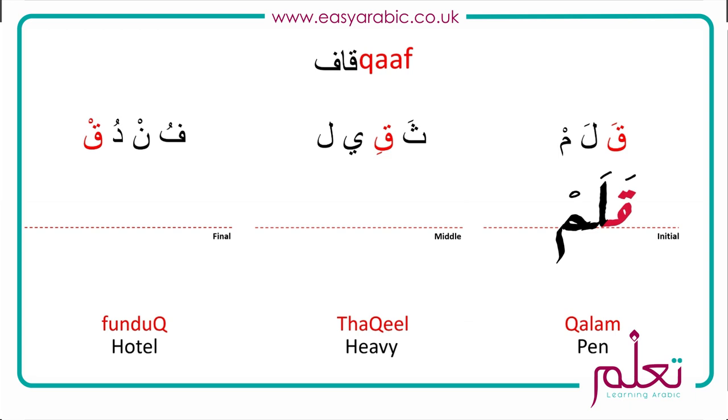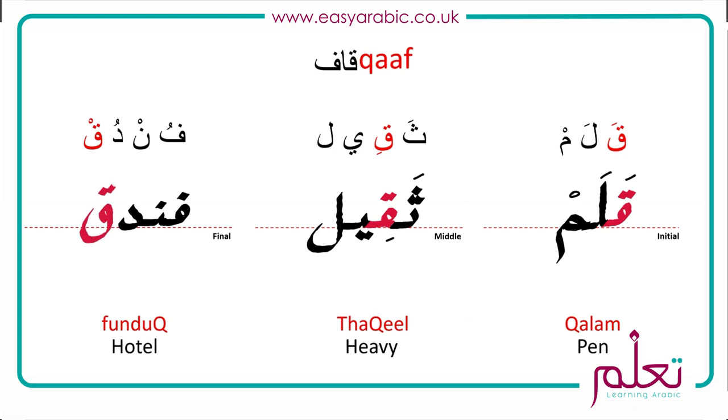So the word is Thakil. So we have the Thal, then we have the Ya, and finally the Lam. Thakil. Then we have Funduq. Safa. We have the Noon, and the Dal, and the Qaf. Look.